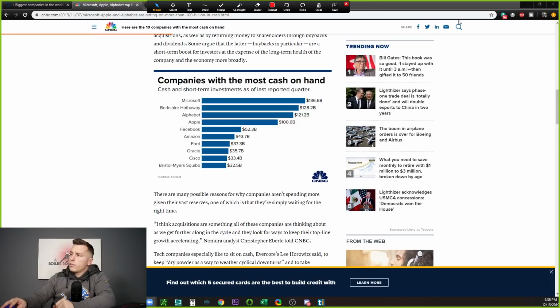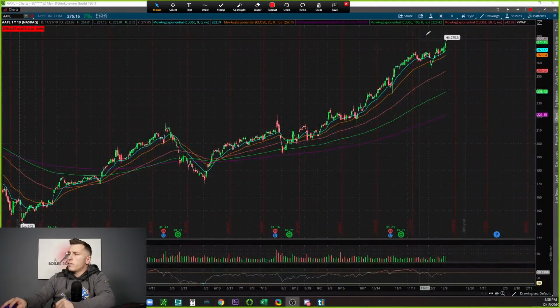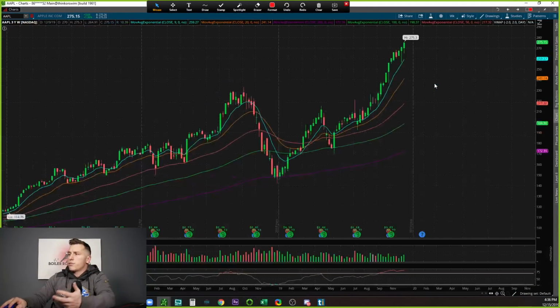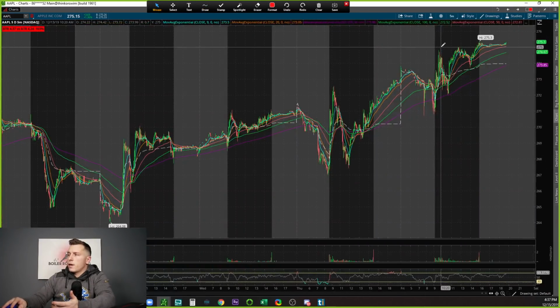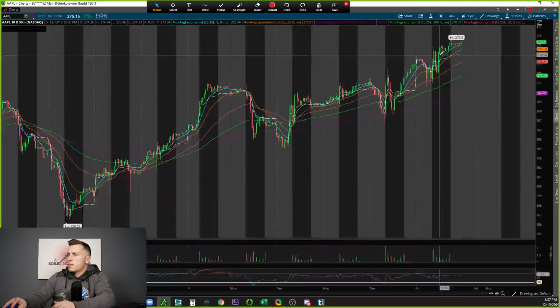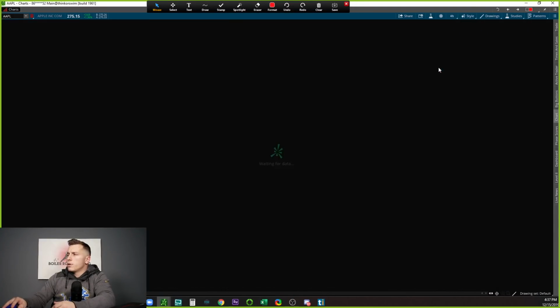Now, when we go and actually look at Apple's chart, you're going to see that Apple is currently, this is a 3-year chart, into all-time highs up here at 270, 275.30. So currently Apple's just cruising into all-time highs.